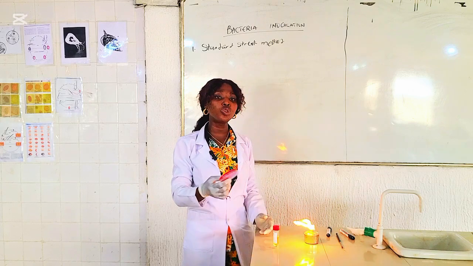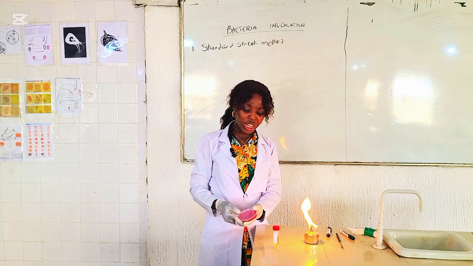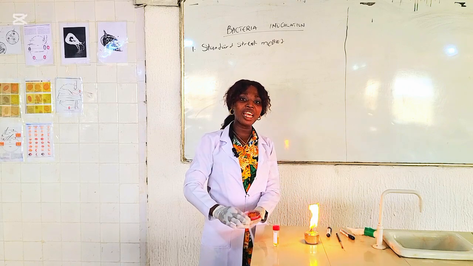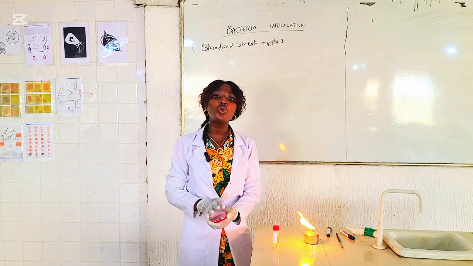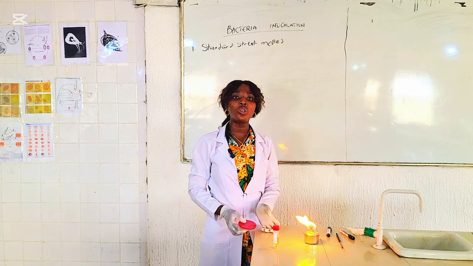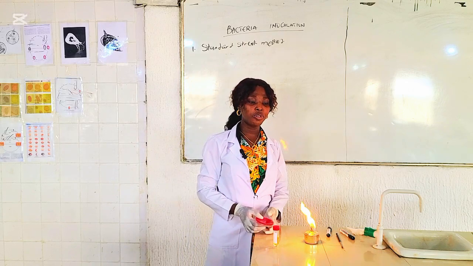So the first thing we're going to do now is to dry our petri dish. Once it's dried, you will not see these water droplets around the edge of the plate and on the surface of the media. It's no longer there. Then you know you have dried. And drying is done at 65 degrees Celsius using the hot air oven.